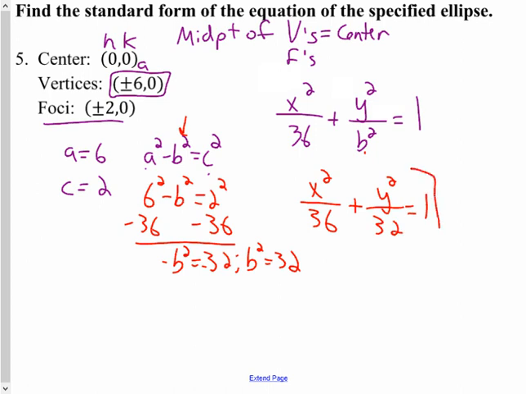Also, notice we got positive numbers. You should not get, oh, b squared is negative 7. Right? Then you need to double check your math.